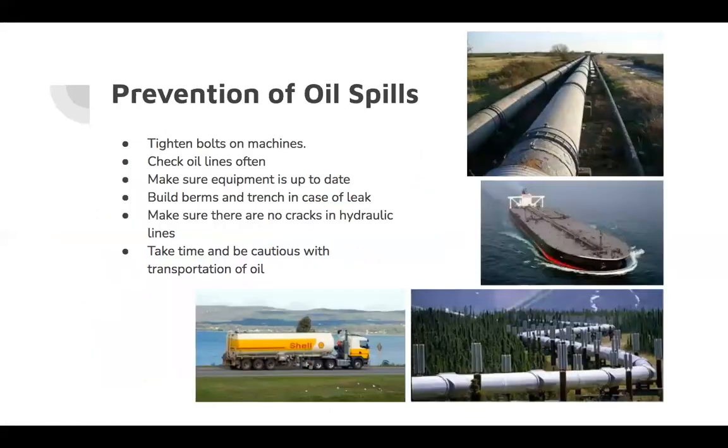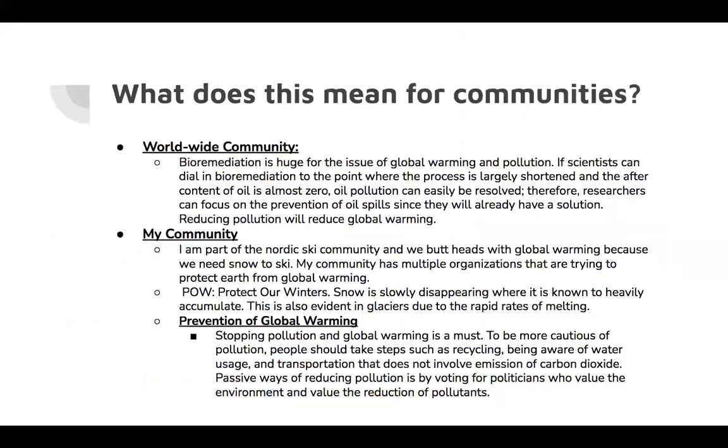So we have the prevention of oil spills: tighten bolts, check oil lines, make sure equipment is up to date, build berms and trenches in case of a leak, make sure there are no cracks in hydraulic lines, take time and be cautious with oil transportation. You can spread awareness, but a lot of these preventions should be focused in the oil industry.